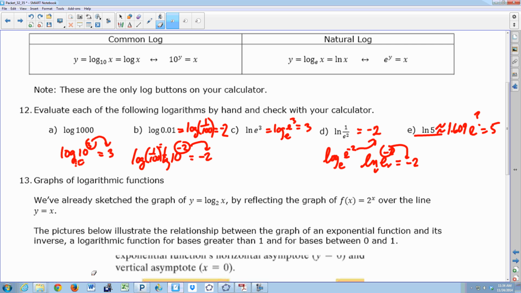Yeah, Katie? What if you had a base other than 10? If you want to have a base other than 10, you have to come to class on Wednesday. Okay?